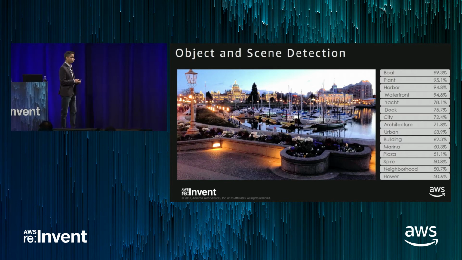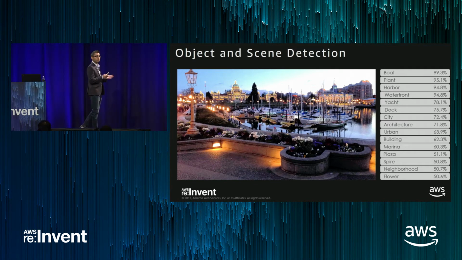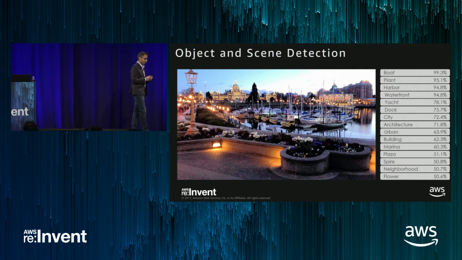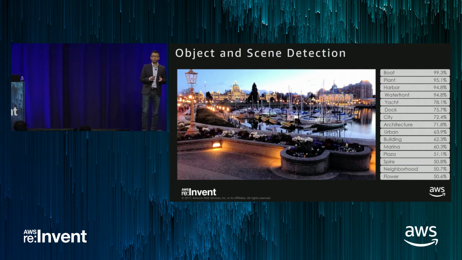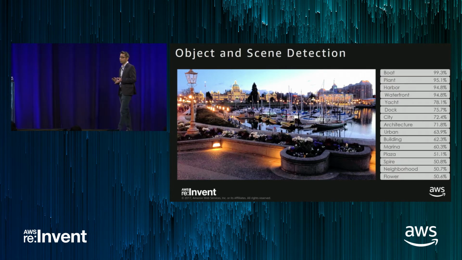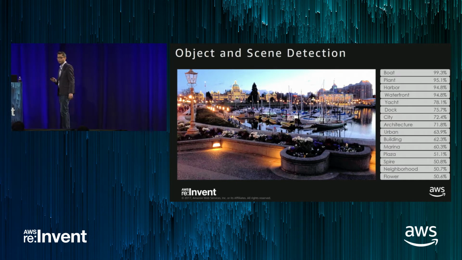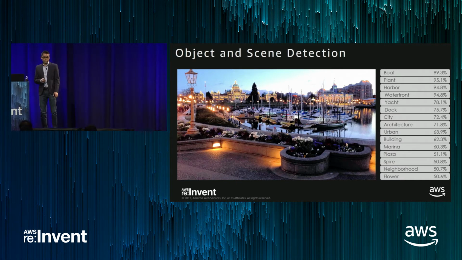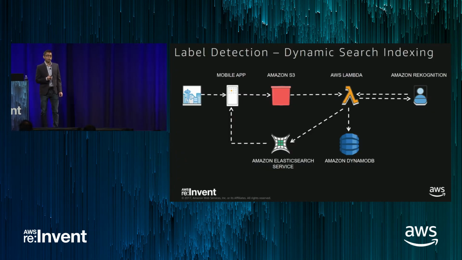You could do search based on certain objects or scenes appearing in the image. You could categorize the data. You could feed this into another ML model to do topic modeling and things like that. So we have seen customers come up with all sorts of use cases here. Let's look at one common use case or architecture that we have seen often with object and scene detection.